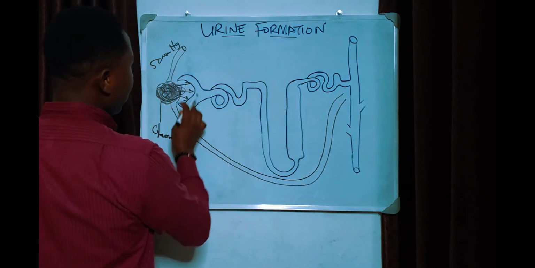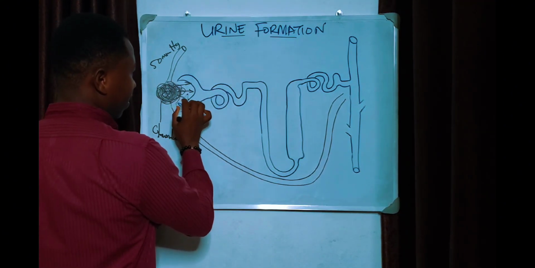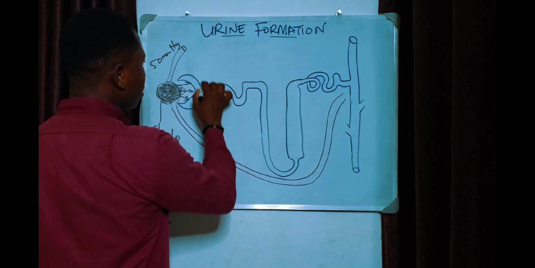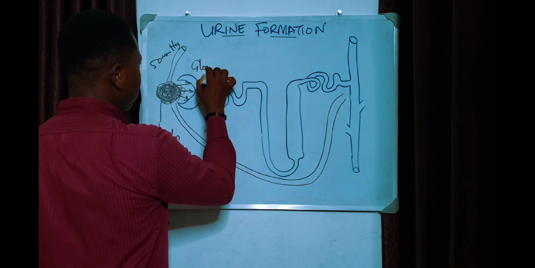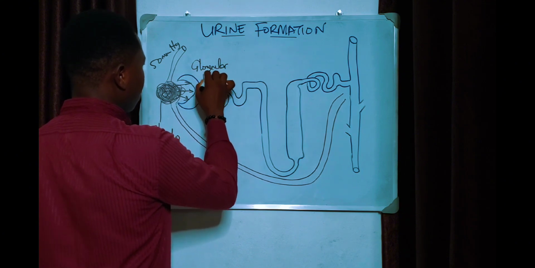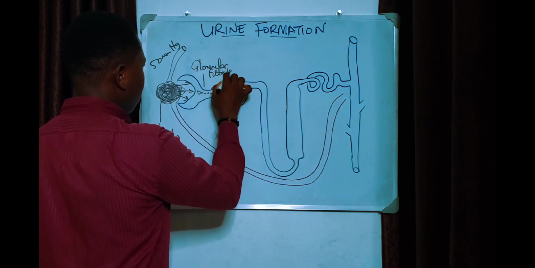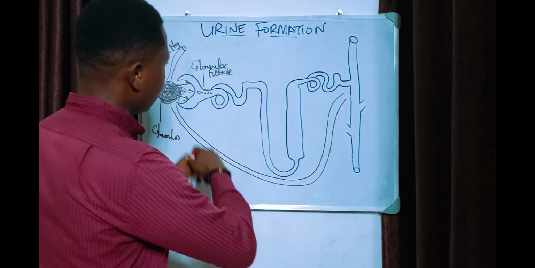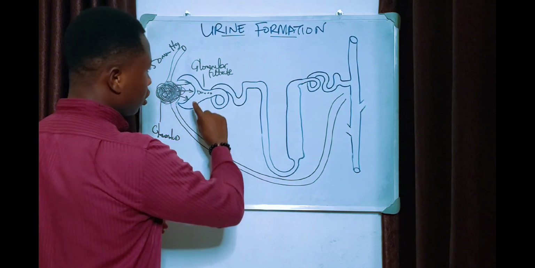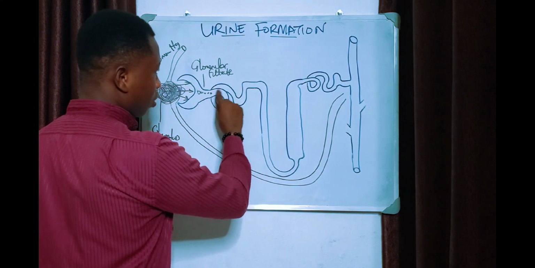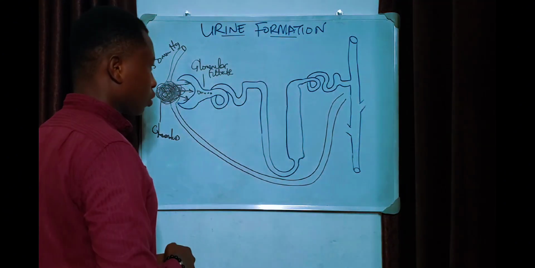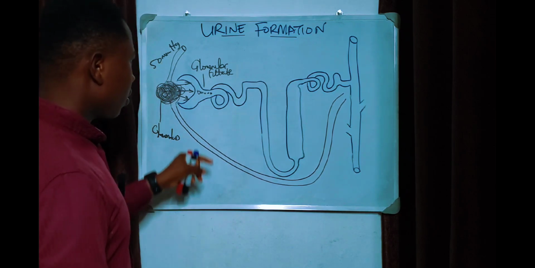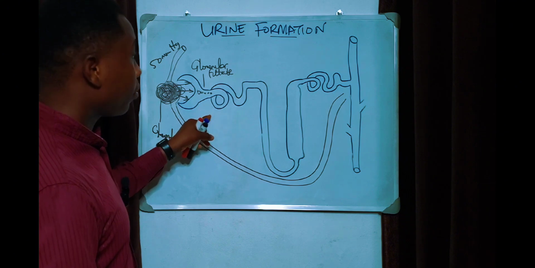All right. So when the plasma is filtered into the nephron, it is called the glomerular filtrate. It's not referred to as the plasma anymore. It's referred to as the filtrate. So this filtrate begins to go down until it gets to the collecting duct. But before it gets to the collecting duct, a couple of things happen here. We have what we call reabsorption.